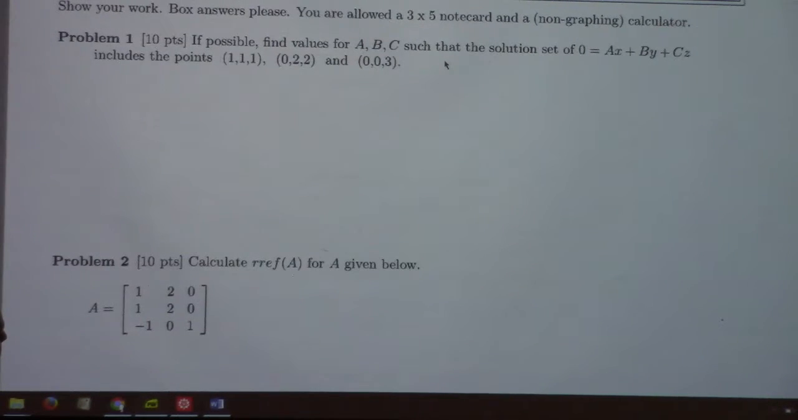Are you waiting for something? No, I'm just thinking about it. I don't know. That's a weird question. It's worded unusually. But I guess what you would do is just plug in these points, right? Yeah. And that would give you, for example, A plus B plus C equal to 0. 2B plus 2C equal to 0. And 3C equal to 0. So it's 3 equations, 3 unknowns. Go ahead, you have to think, right?